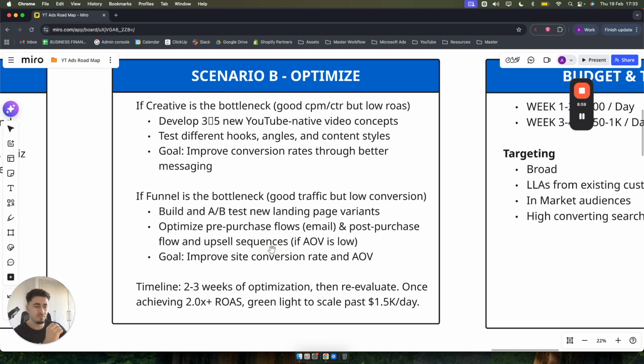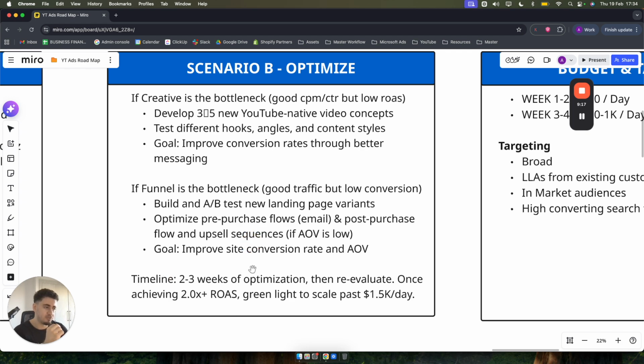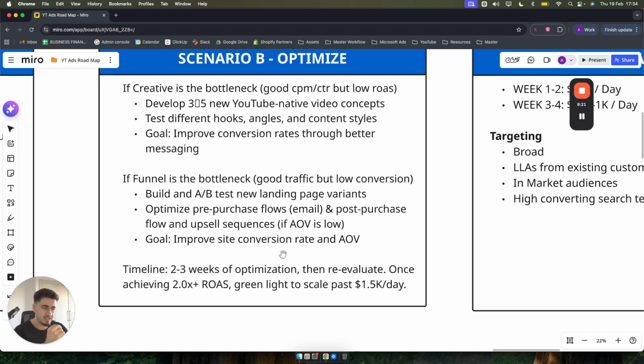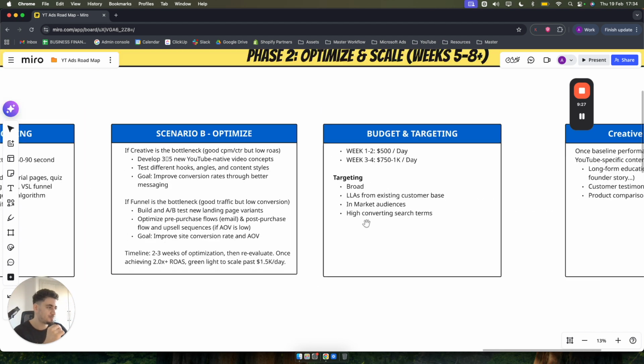So this is a more advanced strategy, but sometimes, for top of funnel stuff, especially with YouTube, a lot of people are okay being break even or losing a bit of money because it's feeding into the ecosystem, right? And on the back end, you're profiting a lot. Some of the big guys that I know, that are my clients, this is a strategy that we're doing for them. The goal here is just to improve your conversion rate and your AOV. And in the timeline here, give it 2 to 3 weeks of optimization and then reevaluate. If you're achieving your target ROAS, then it's the green light to start scaling aggressively, right?